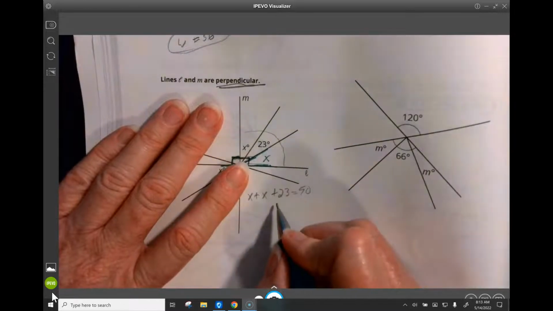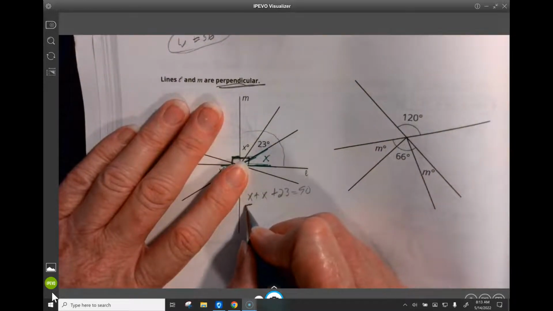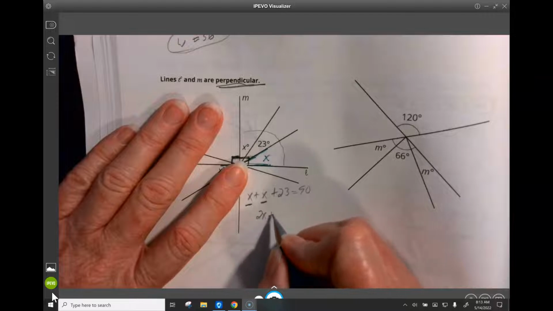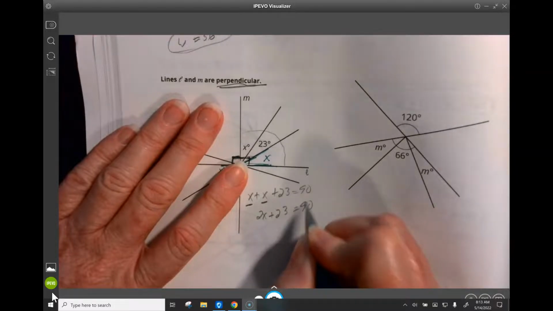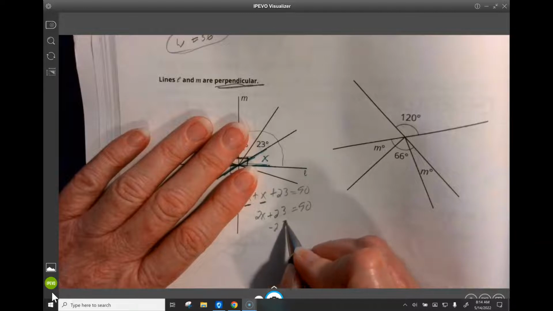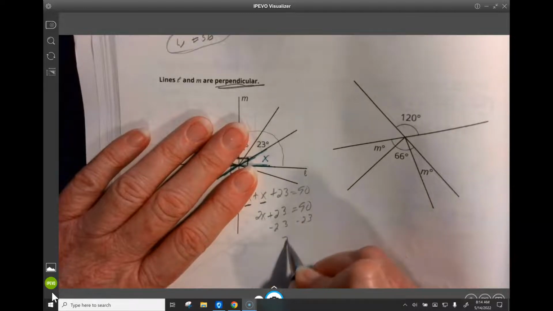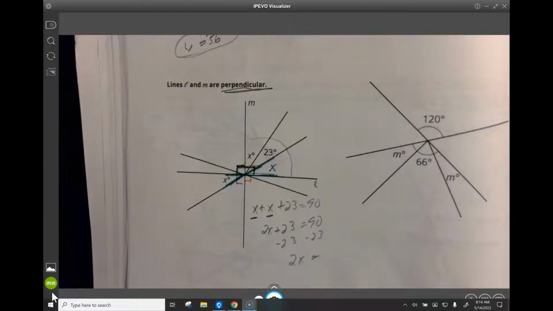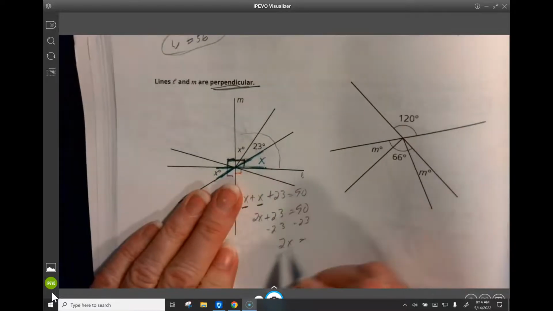Okay? So I have 1x plus 1x. 1x plus 1x is 2x. Those are like terms. Now I have an equation. I have to get rid of the 23, so I'm going to subtract 23 from both sides. So 2x is equal to 67.